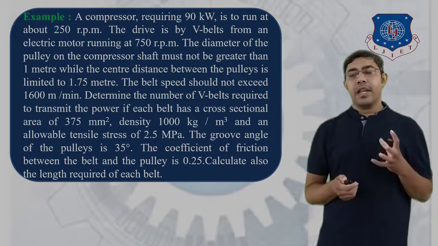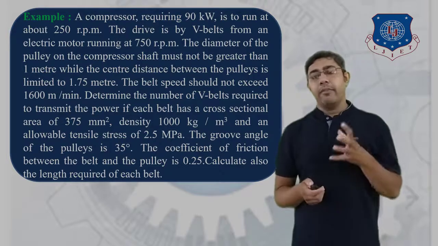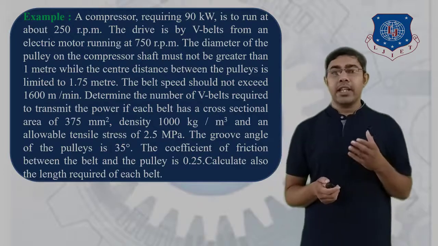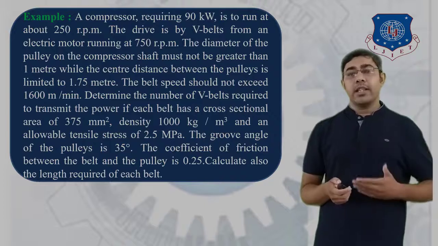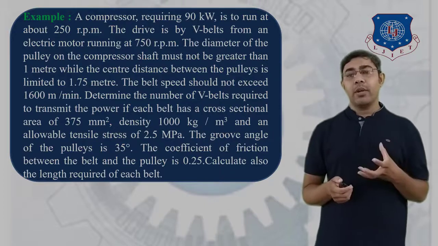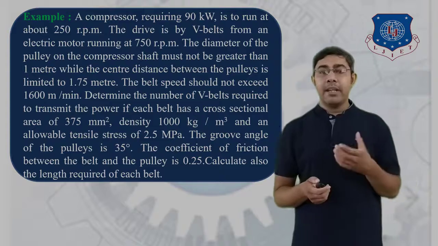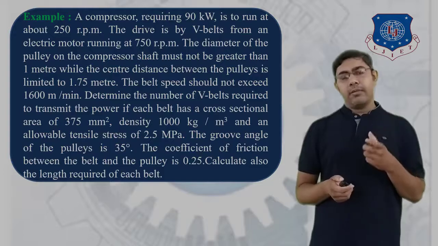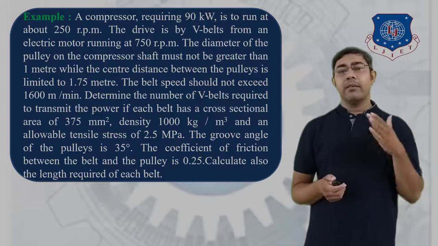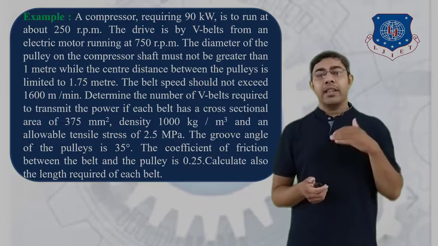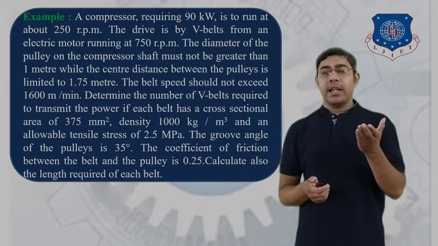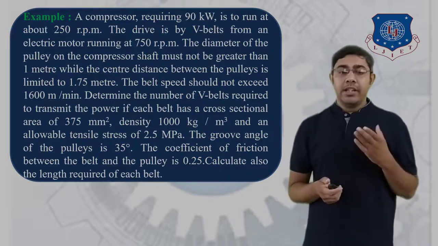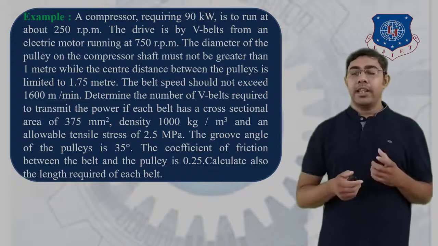So in this problem we first have to calculate the number of V-belts required according to our condition. The power rating is given as 90 kilowatt, and for that we have to calculate how many V-belts we require to satisfy this condition. To calculate the number of V-belts, we first calculate the power transmitted by one belt, and then, with the total transmitted power of 90 kilowatt, we can calculate the number of belts required. Also we have to calculate the length required of each belt.